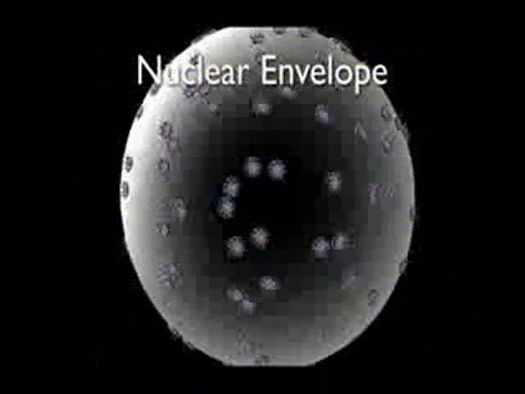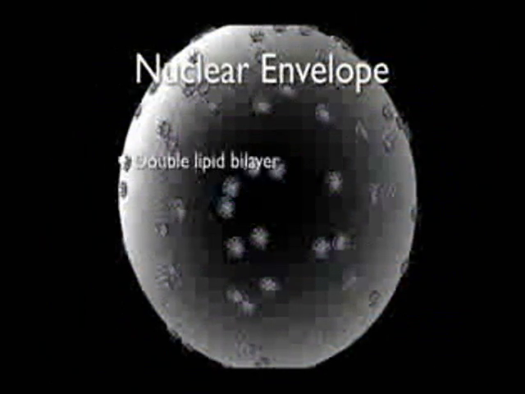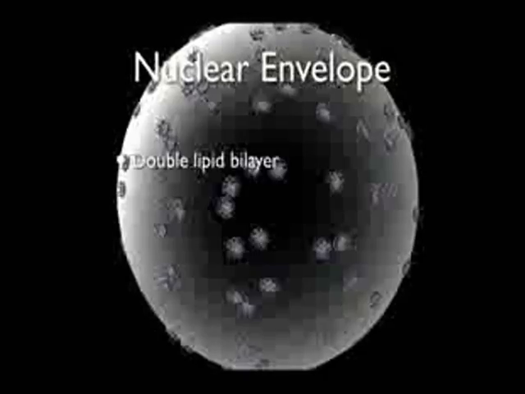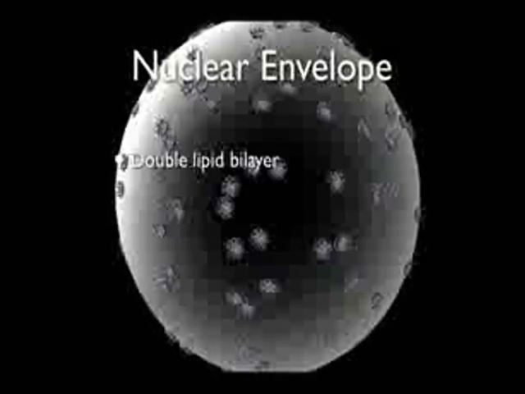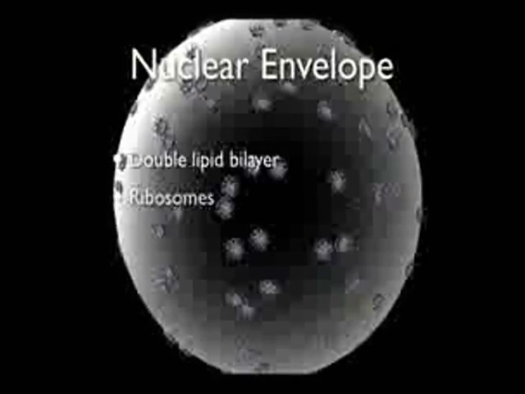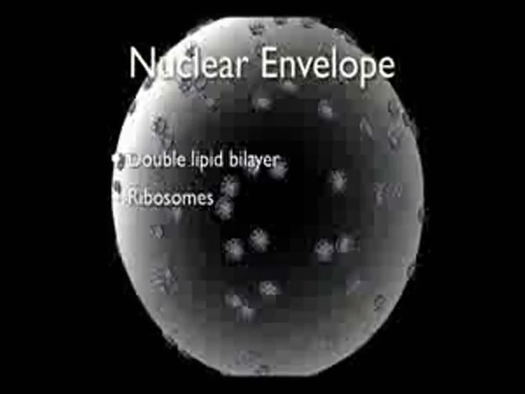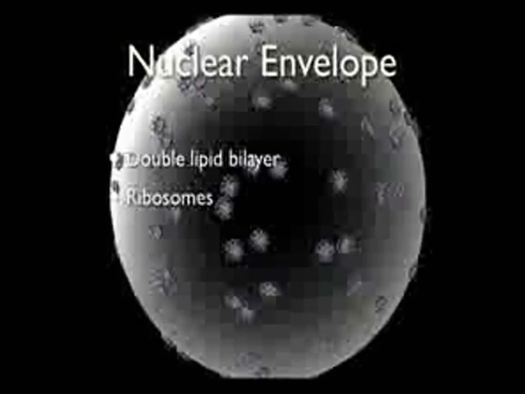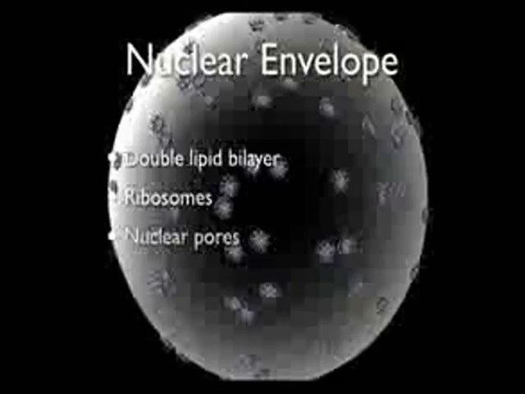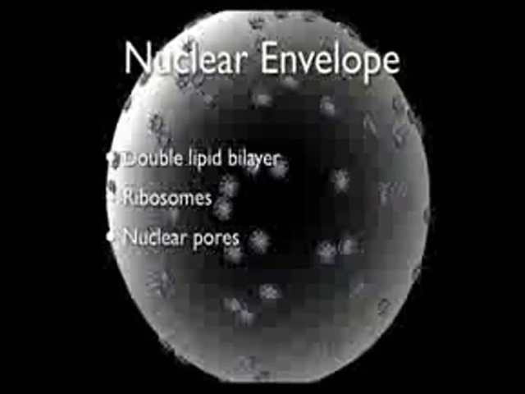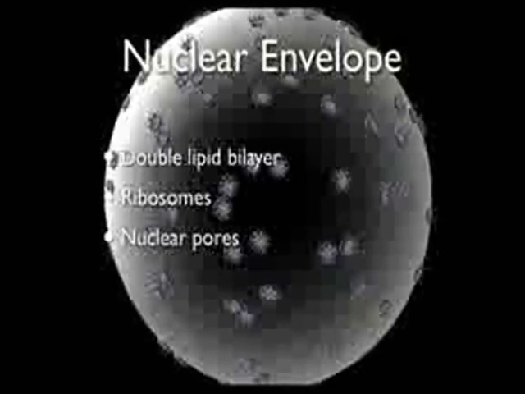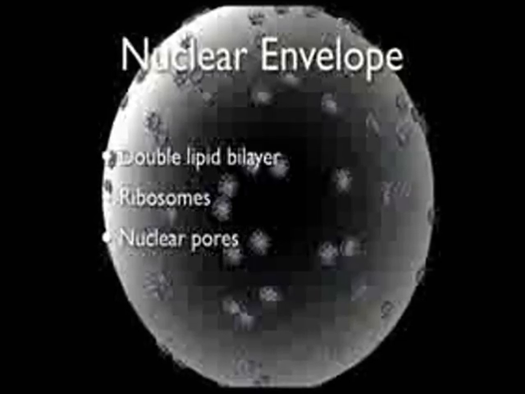The nuclear envelope protects and encloses the nucleus. It is made of a double lipid bilayer. This envelope consists of an inner and outer membrane. The outer membrane has ribosomes scattered around its surface. There are also nuclear pores which penetrate the inner and outer membrane. This allows for the transport of materials, specifically mRNA, in and out of the nucleus.